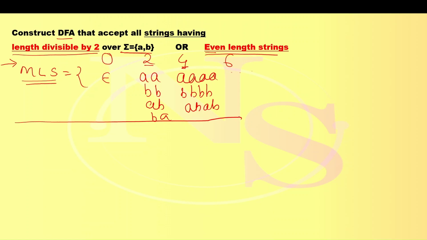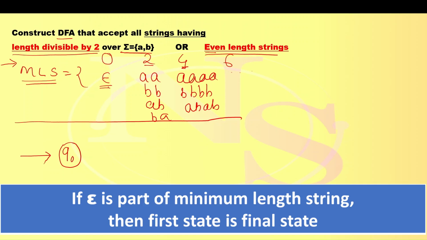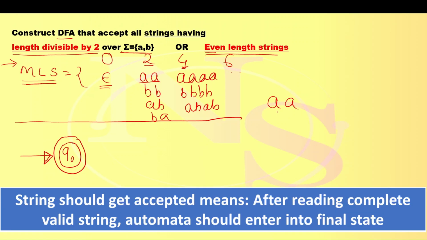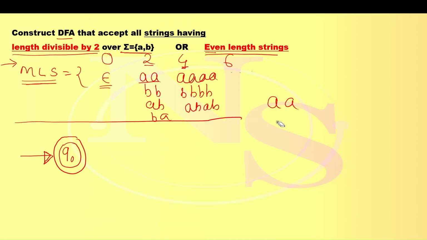As we know, an automaton consists of various states and states are represented by circles. So the first state is Q0. Whenever epsilon is a part of the minimum length string set, your starting state becomes the final state. The reason behind this I have explained in my previous videos. So epsilon is getting accepted here. Next, the string aa should get accepted. It means that after reading this aa, the automaton should enter into the final state. So let's start designing the DFA for aa.